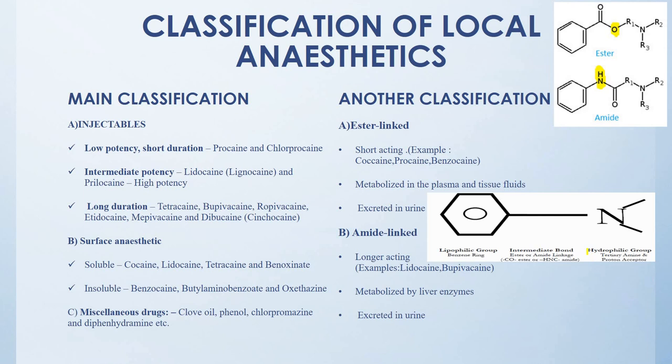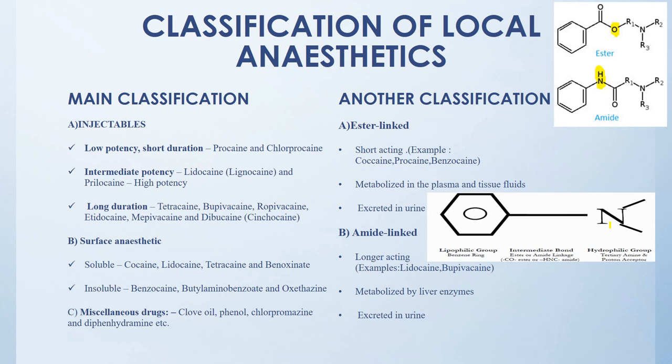So what are the three parts? First is the lipophilic group, that is a benzene. Next is the intermediate bond that may be an amide or an ester. And the last is the hydrophilic group that is a tertiary amine and a proton acceptor. So this way you all can remember the structure of these local anesthetics.